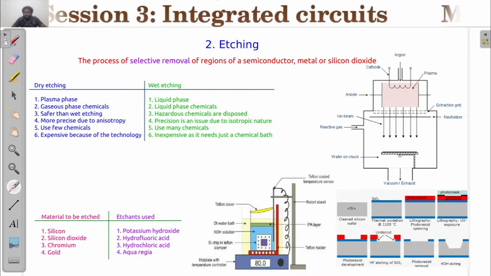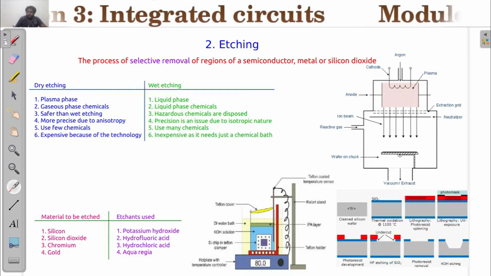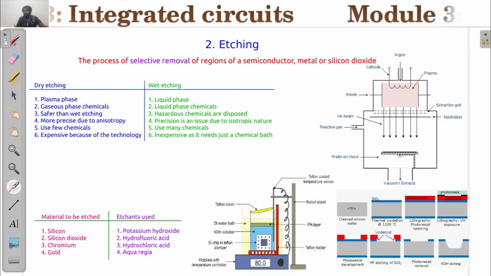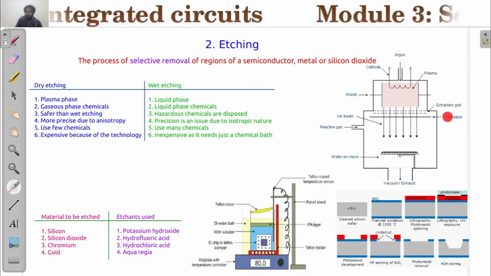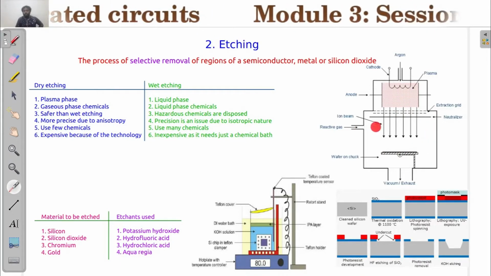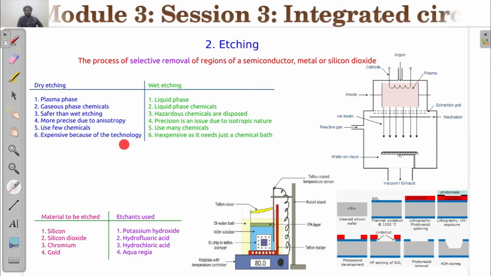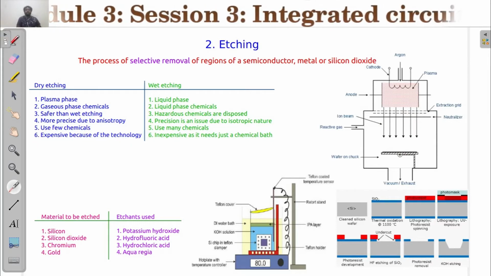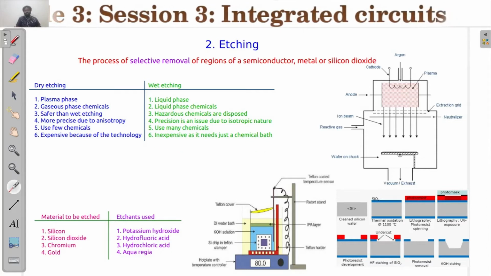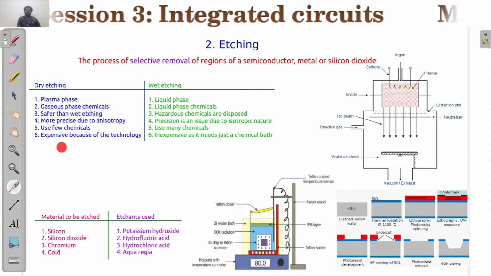And dry etching uses few chemicals, and wet etching uses a lot of chemicals. Dry etching uses few chemicals because the chamber itself is a vacuum chamber, and you give only a few gases to get ionized. The technology in the case of dry etching is expensive, and in the case of wet etching, it just needs a chemical bath, that's all. So it's inexpensive when compared with dry etching.